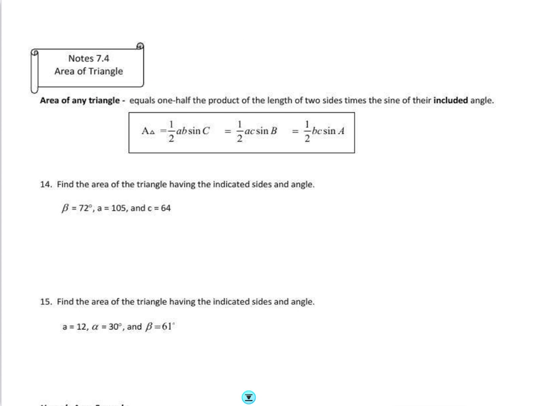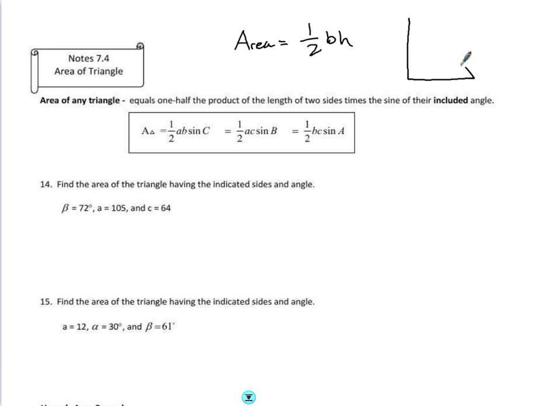So in 7.4, there are different ways to find the area of a triangle. A lot of you are familiar with this formula. The area of a triangle is equal to what? What's the formula? One half the base of the triangle times the height of the triangle.